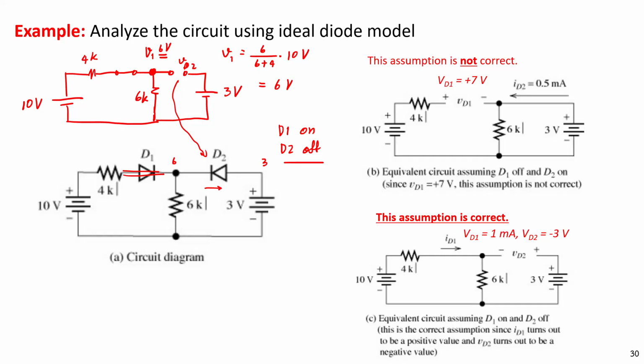So we just try 4 conditions with 2 diodes. We need to try 4 conditions, okay. Just try on, off, and see what happens.